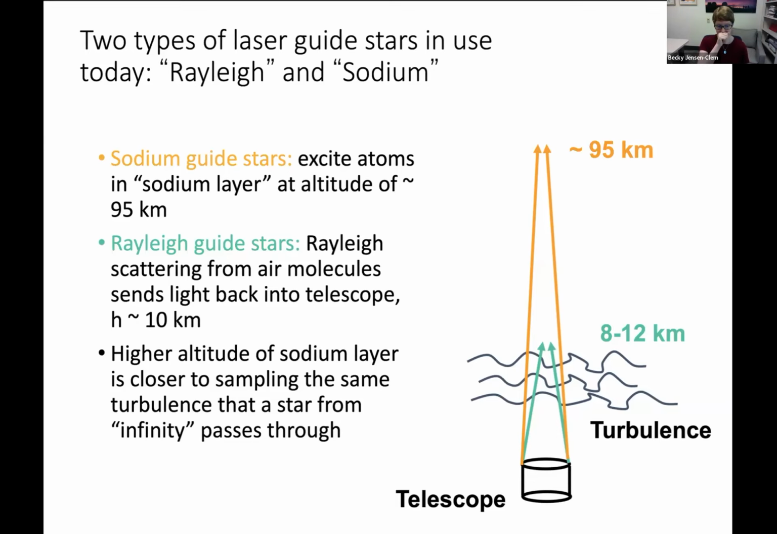So the higher altitude of the sodium layer means that you'll get a better correction using a sodium guide star because the light traveling back to your wavefront sensor has experienced more turbulence, corresponding to a greater amount of the heights through the atmosphere, whereas the Rayleigh guide stars have only experienced the turbulence up to 10 kilometers. The Rayleigh guide stars, however, tend to be lower cost, and they also tend to be closer to eye safe, so they don't require as much coordination with, for example, the FAA to use.